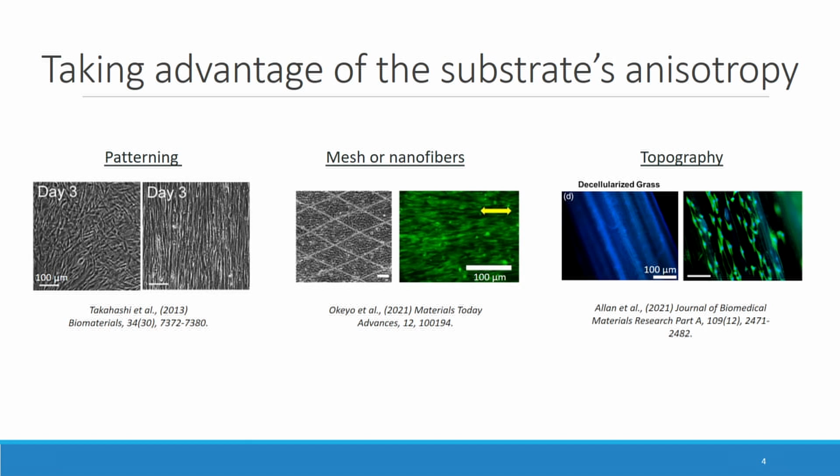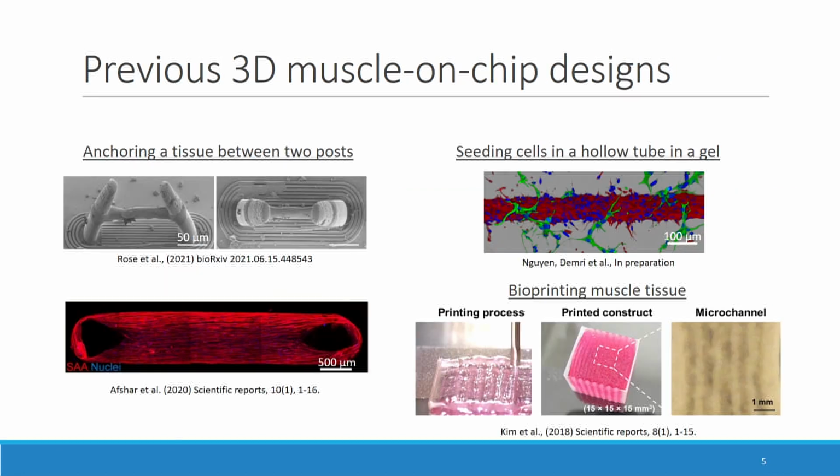You can also add a mesh or nanofibers on your substrate with a specific orientation, which will also orient the cells. And finally, you can also take advantage of the substrate's topography. For example, in this study, they used decellularized grass as an anisotropic substrate to grow and align muscle cells. But that's only in 2D. And if we want to move towards more 3D systems, we need to be a bit more creative.